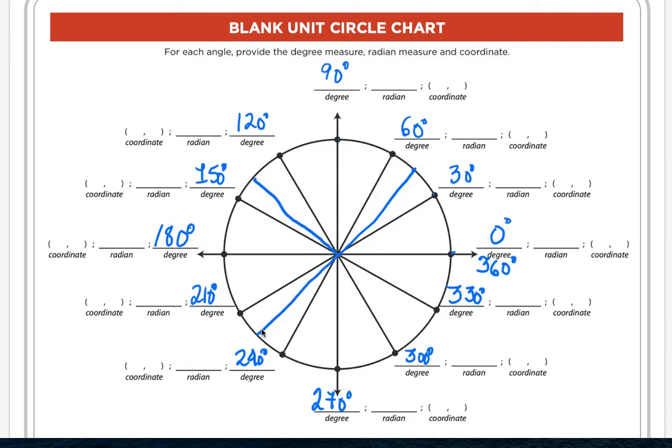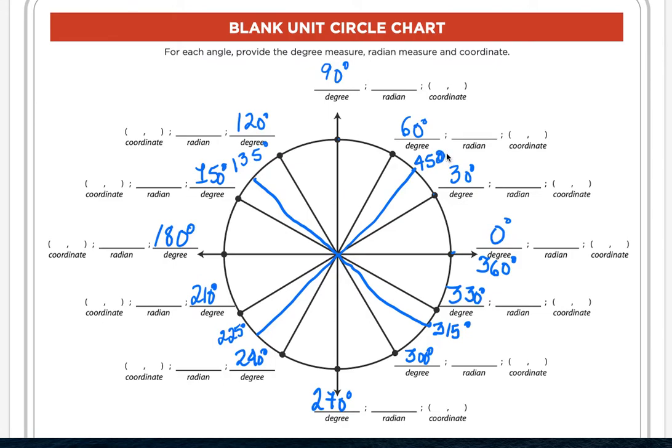Kind of here and here. Okay, so this would be 45 degrees. And then that's 90. This is going to be 135 degrees, another 45 degrees from 90. And then it's going to be over here, another 45 degrees here. So that's going to be 225 degrees. And then 270 plus 45. I think that's going to give me 315 degrees.